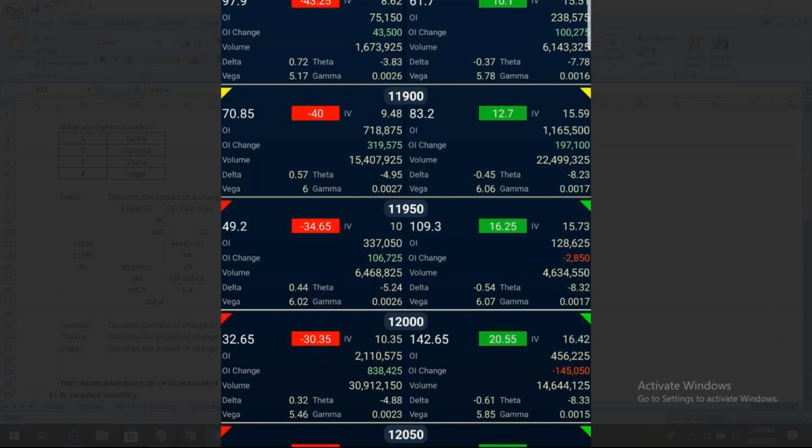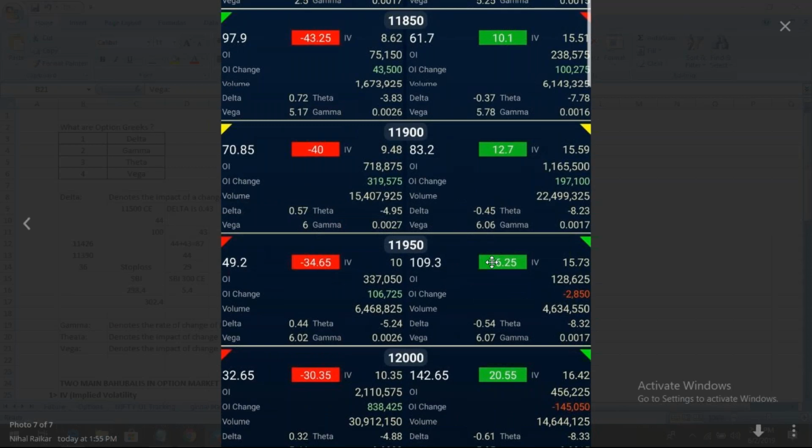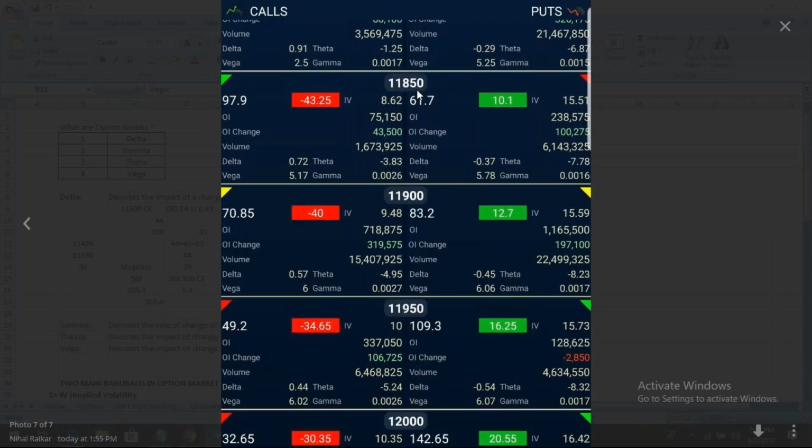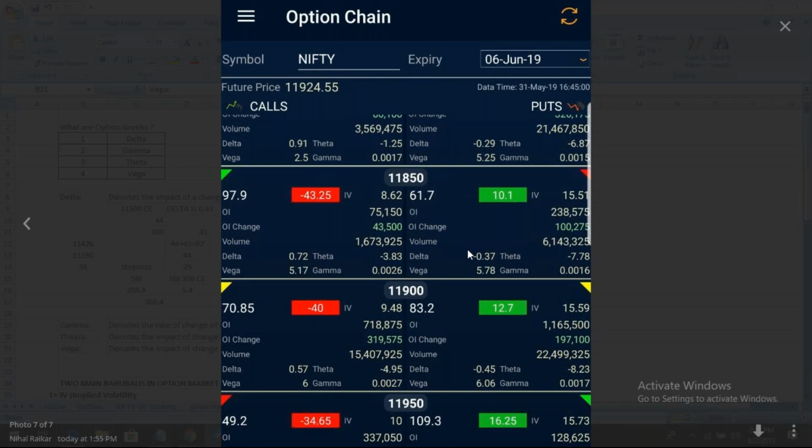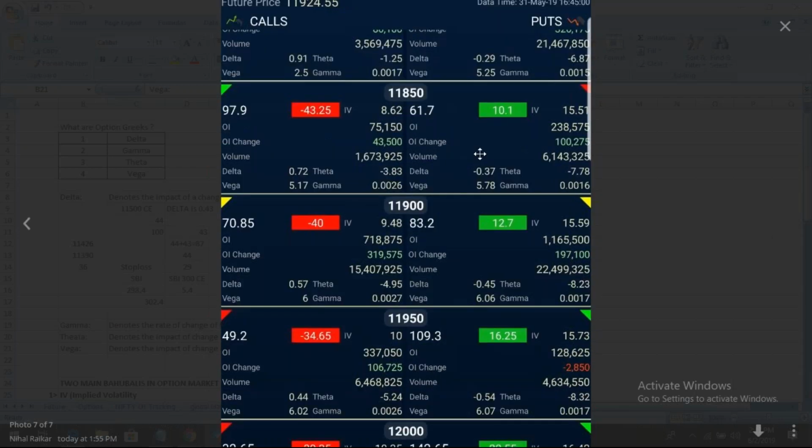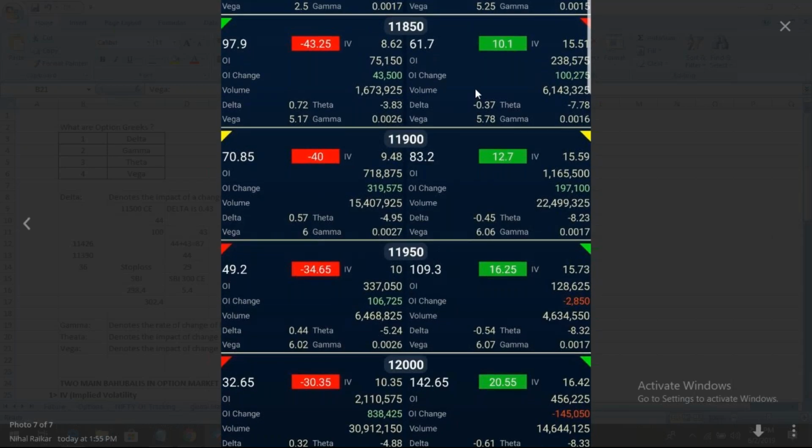If you are buying 11,950, see the delta is 0.5. If you are buying 11,900 put, the delta is 0.40. If you are buying 11,850, the delta is 0.37. You can buy that, but you cannot buy 11,800 call or put because the delta is only 0.29. At least you have to buy at the money, or one strike price out of the money, or two strike prices at max. Don't go far.